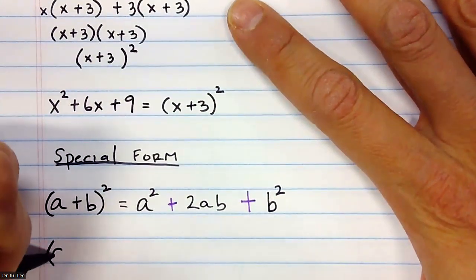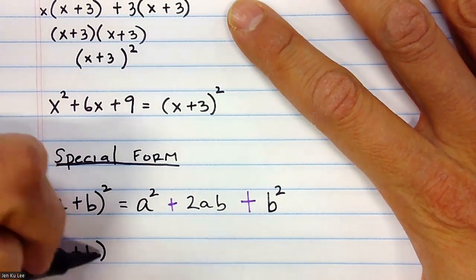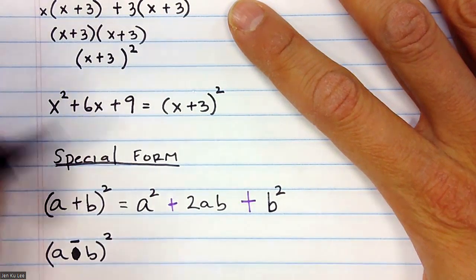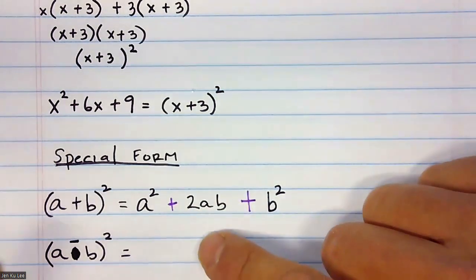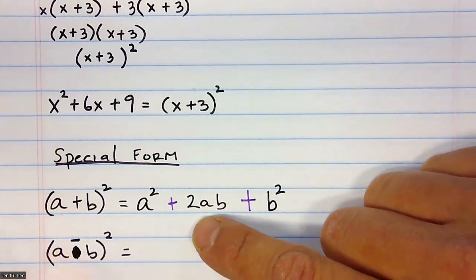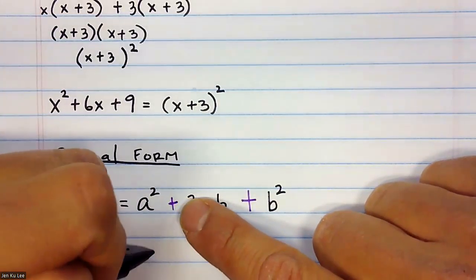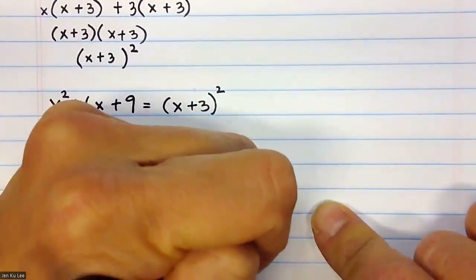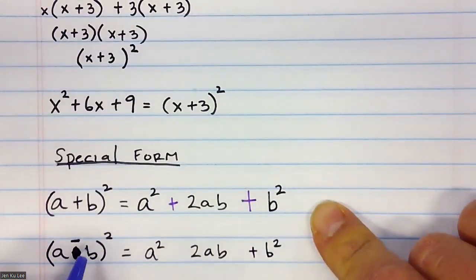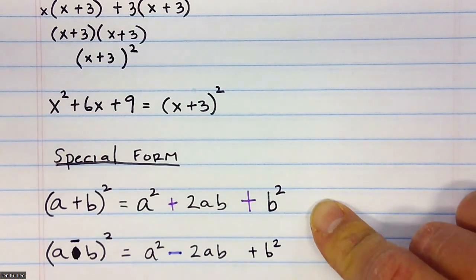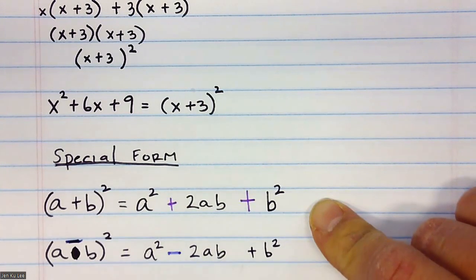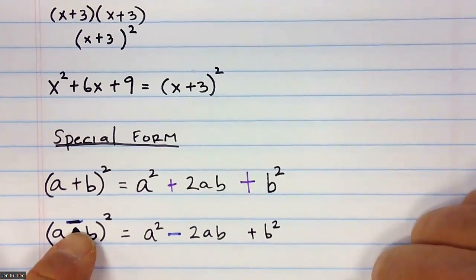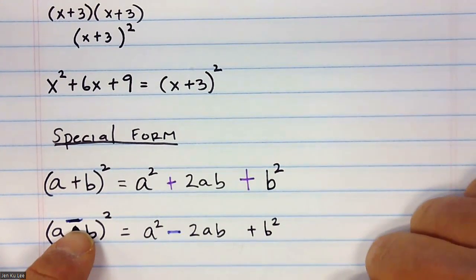So along the same lines, we have the second special form, a minus b quantity squared. The only difference between the plus and the minus here is going to be the sign. So a squared stays the same, the 2ab stays the same, plus b squared stays the same. But instead of a plus here, I'm going to put a minus because this is a minus. So it's just going to follow that sign.